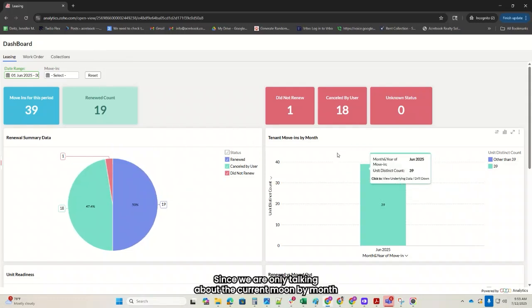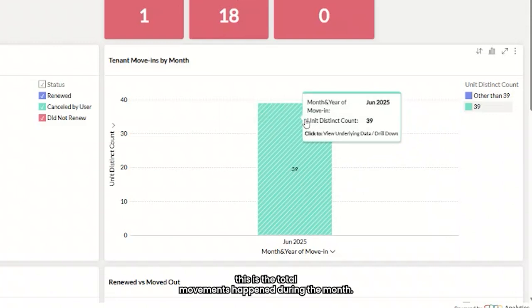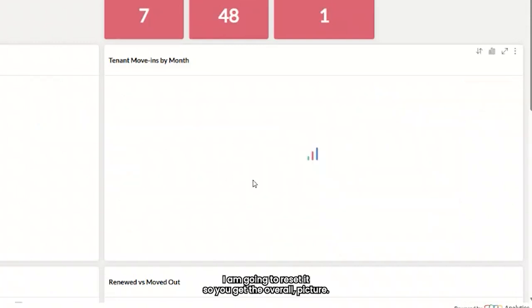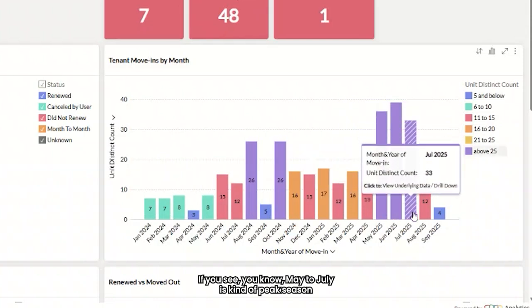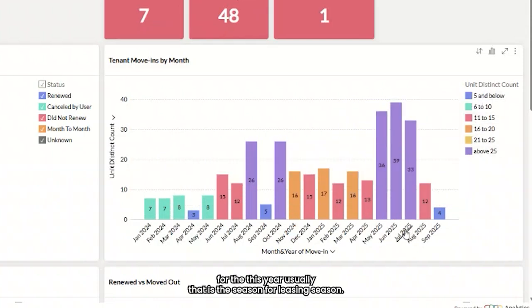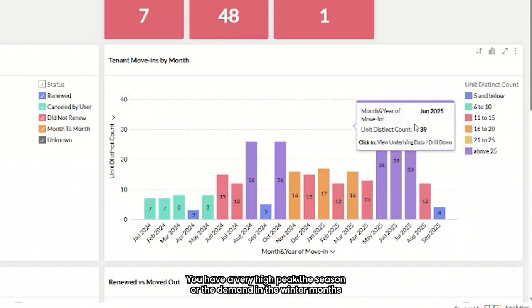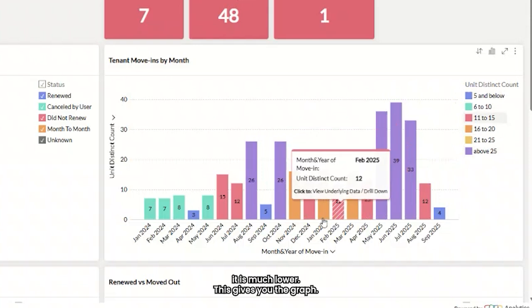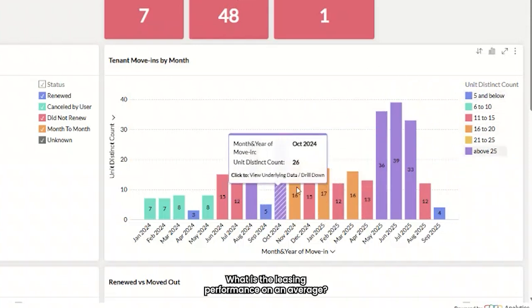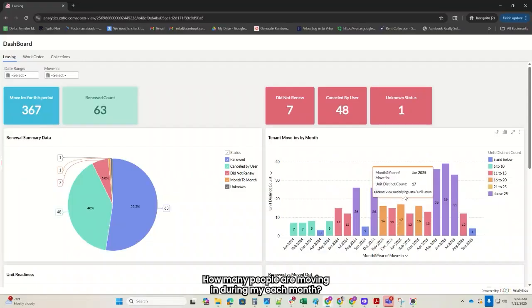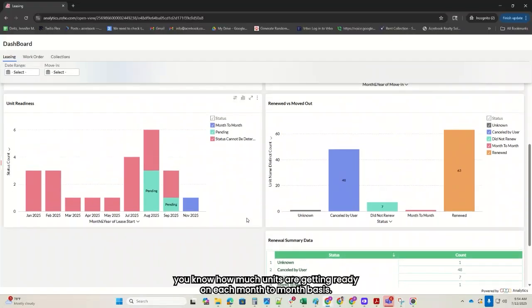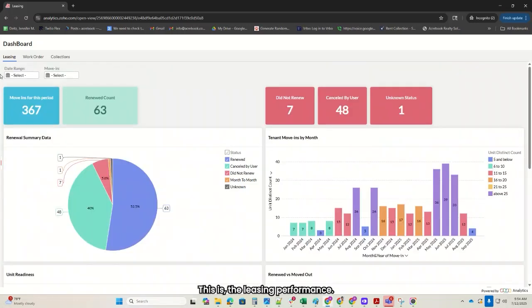Since we are only talking about tenant move-ins by month, this is the total move-ins that happened during the month. I'm going to reset it so you get the overall picture. If you see, May to July is kind of peak season for this year. Usually that is the leasing season. You have a very high peak during that time, and in the winter months it is much lower. This gives you the graph of the leasing performance on average, how many people are moving in each month. Unit readiness is how many units are getting ready month to month. This is on leasing performance.